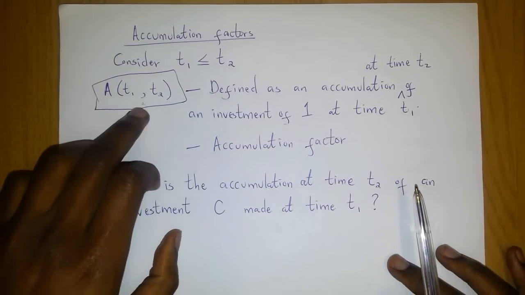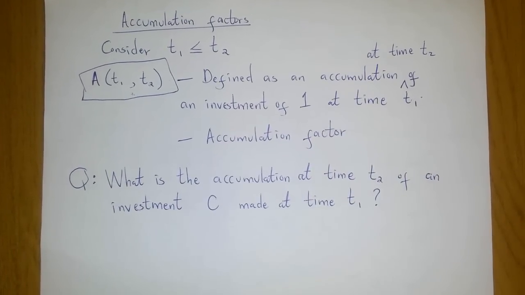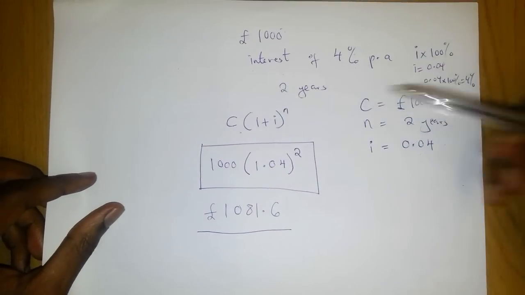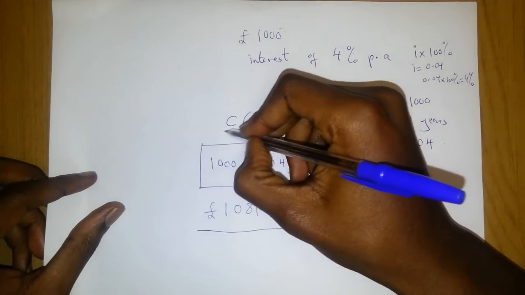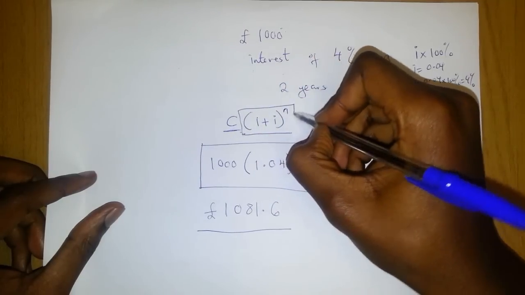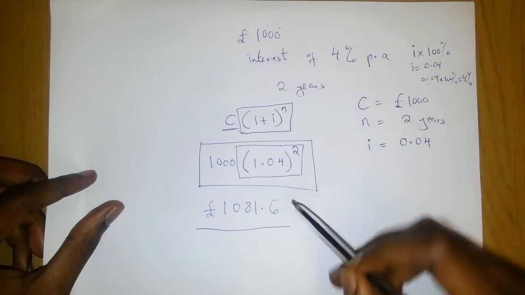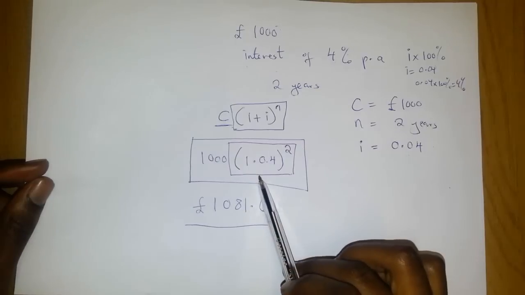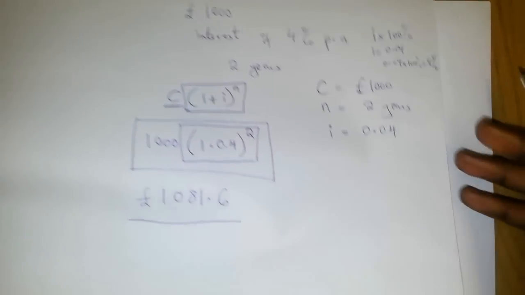What I simply mean by this accumulation factor is that, like in our compound interest example, we have an amount C and this amount accumulates to a certain value after 2 years. This amount C is constant, but it is accumulated by this bit here. So when you take this bit, plug in the values and work out what this is, in effect this is your accumulation factor. You multiply that with the amount of money to find out what the total accumulation is.